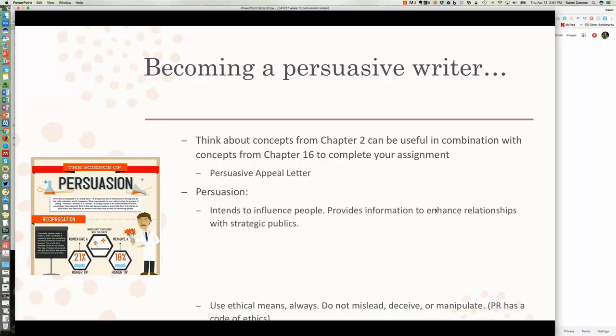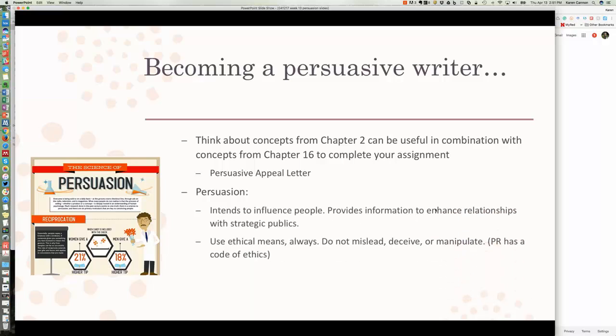But in thinking about persuasion, this is really at the core of what public relations does, along with establishing mutually beneficial relationships. Persuasion is really the second pillar, if you will, of public relations. And so, obviously, when we try to persuade someone, we try to influence them. We provide information and data oftentimes to enhance relationships with particular publics that are important to us or to the organization that we work for.